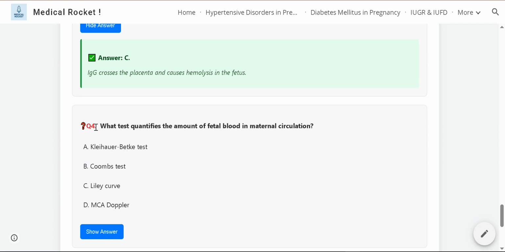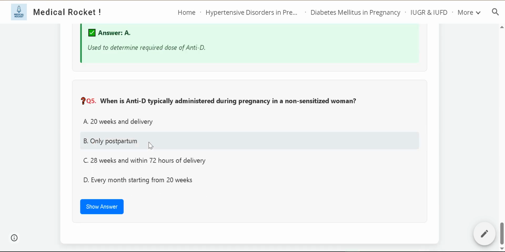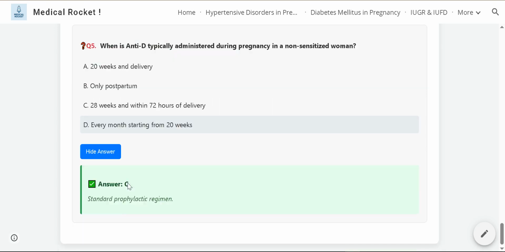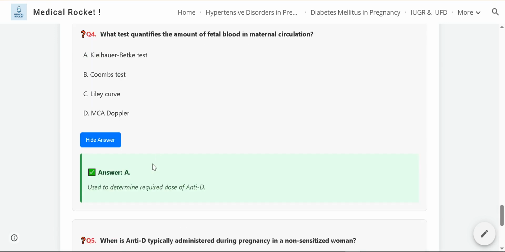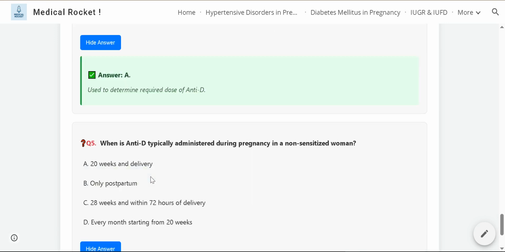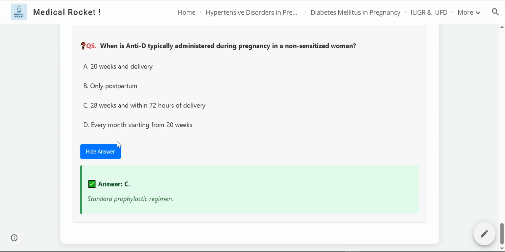Question 4. Which test quantifies the amount of fetal blood in the maternal circulation? A. Kleihauer-Betke test. B. Coombs test. C. Liley curve. D. MCA Doppler. Correct answer, A. The Kleihauer-Betke test estimates the volume of feto-maternal hemorrhage and helps determine the correct dose of anti-D IgG needed.